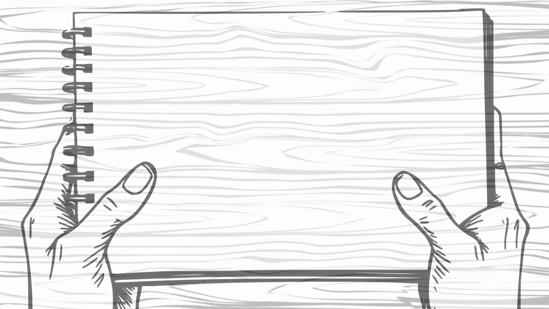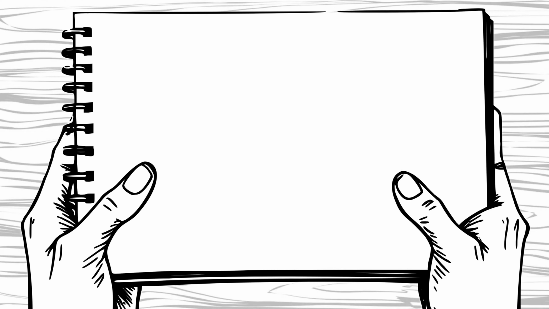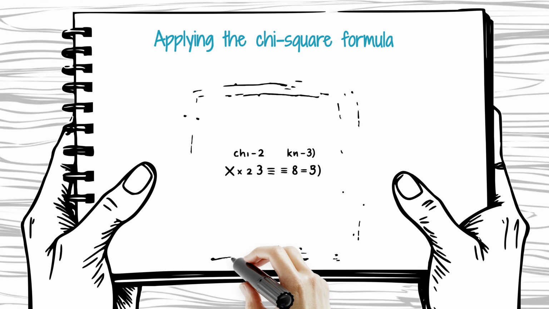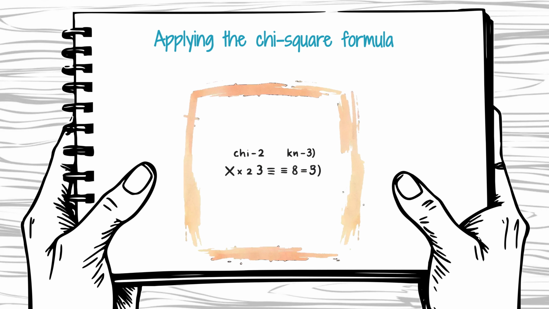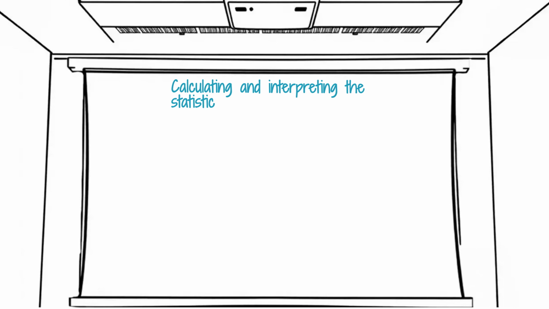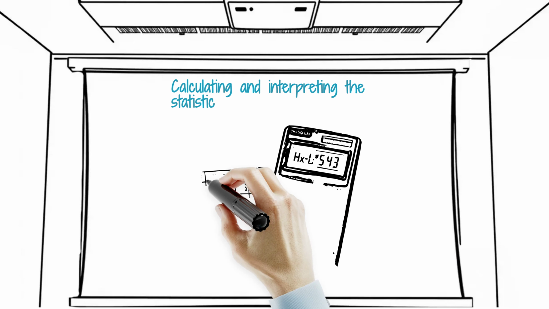Then use the chi-square formula to measure the discrepancies between observed and expected counts. The formula involves summing the squares of the differences between observed and expected frequencies, divided by the expected frequencies. This gives you the chi-square statistic, a measure of how much the observed data diverges from what the null hypothesis predicts. Finally, interpreting the results.